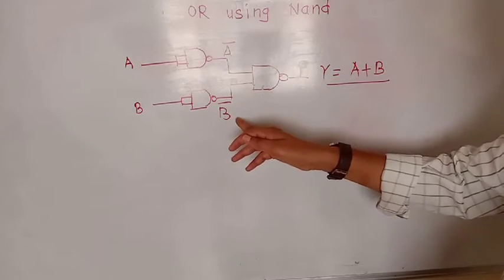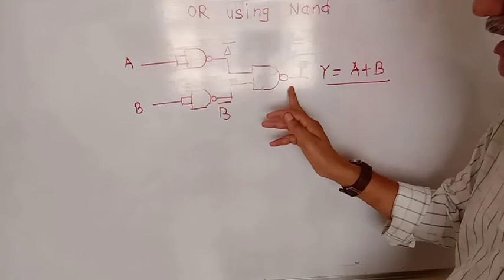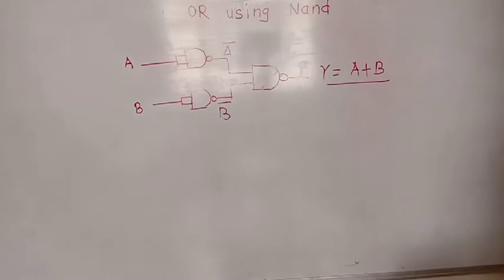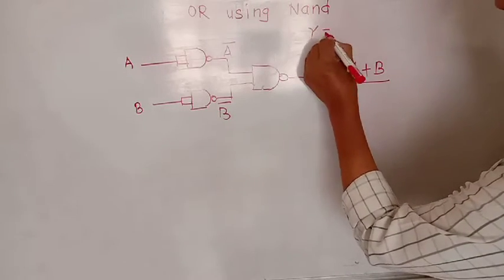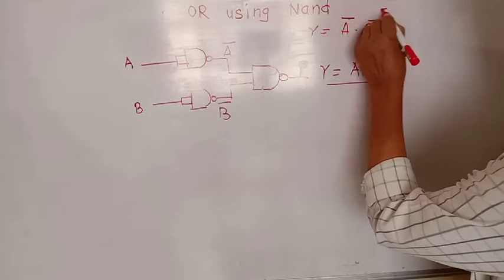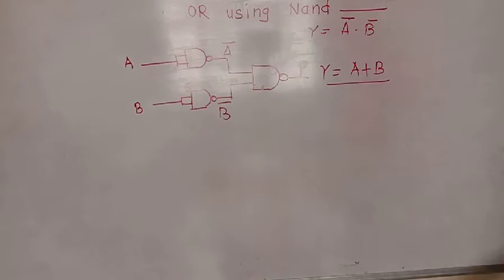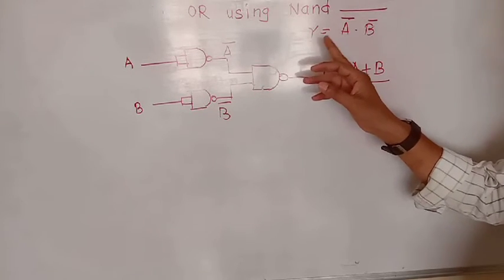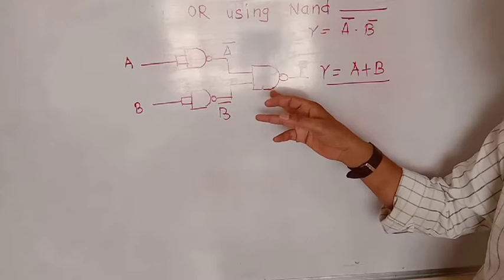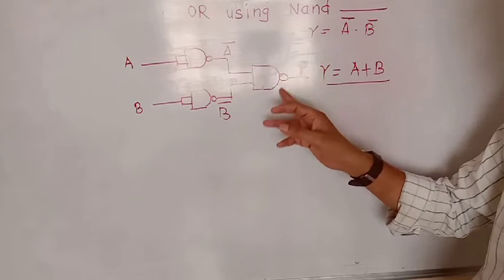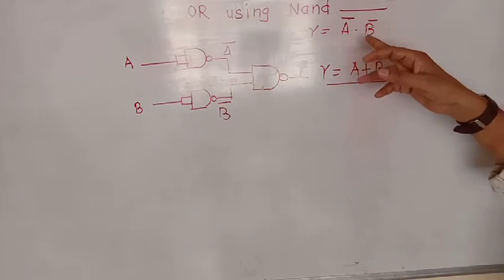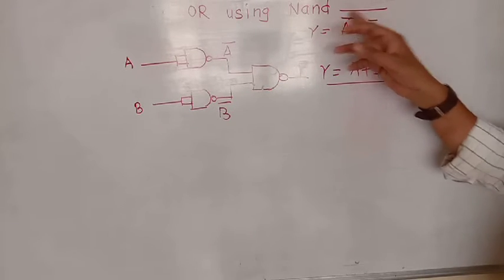Now A bar and B bar are the inputs of the third NAND gate. This is a NAND gate. So actually we get here Y equal to A bar into B bar and whole bar. If inputs are A and B, then we get output Y equal to AB bar, because the equation of NAND gate is Y equal to AB bar. But actually the inputs are A bar and B bar. So Y is equal to A bar dot B bar and whole bar.